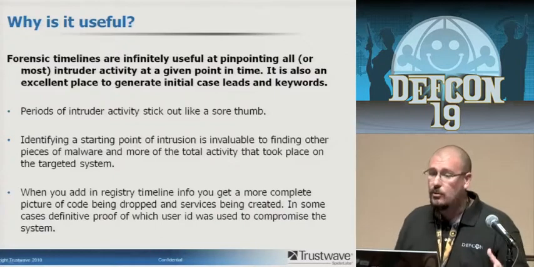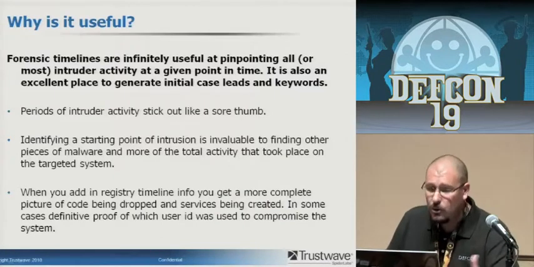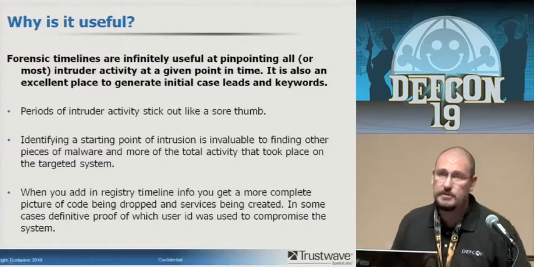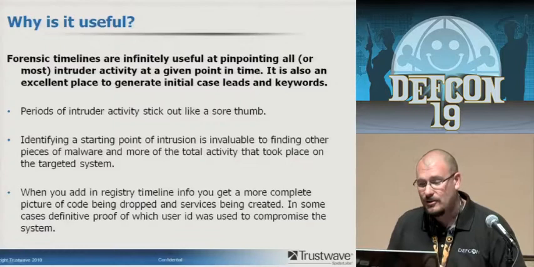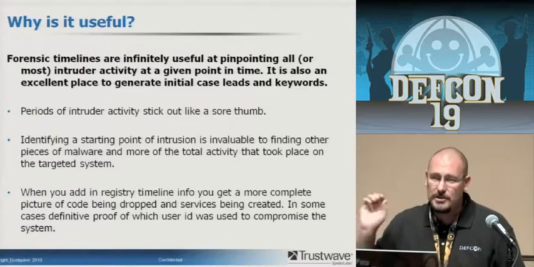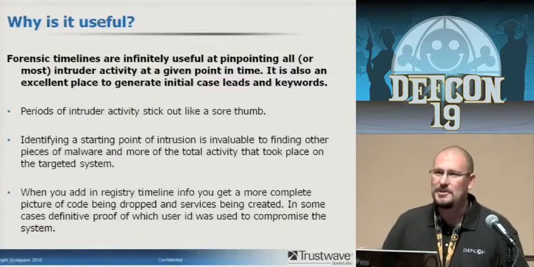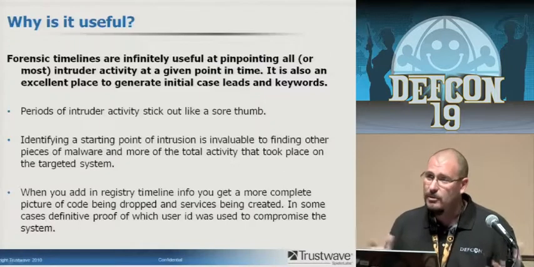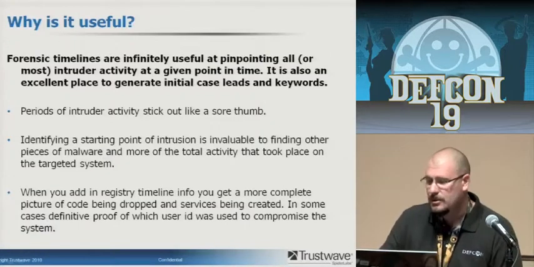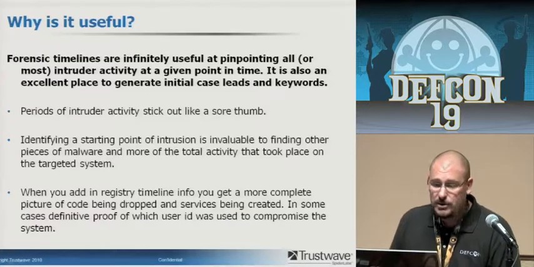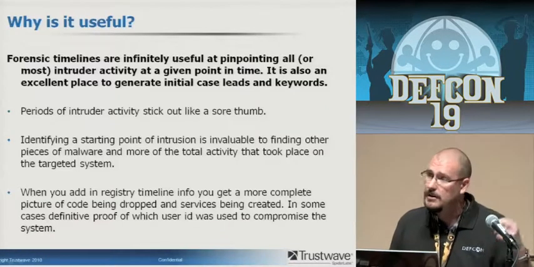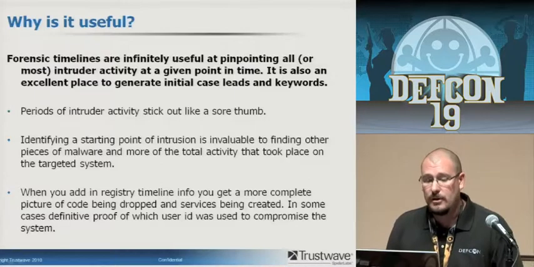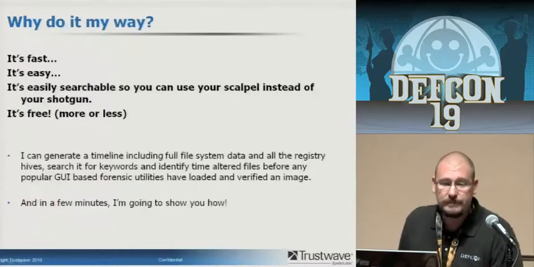So when you add in the registry timeline info, you get a more complete picture of code being dropped and services being installed. In some cases, you see intruder activity where they've moved a window, and that leaves what are called shell bags in the registry. So you've got proof that there's an interactive session going on. It's pretty amazing what you can see inside of some of these timelines. In some cases, you see definitive proof of the user ID that was used to compromise the system. You might see the ntuser.dat file or some other files in a particular user profile get updated.